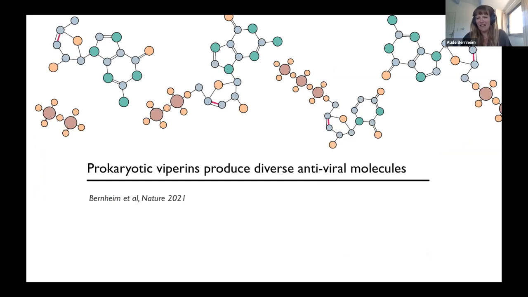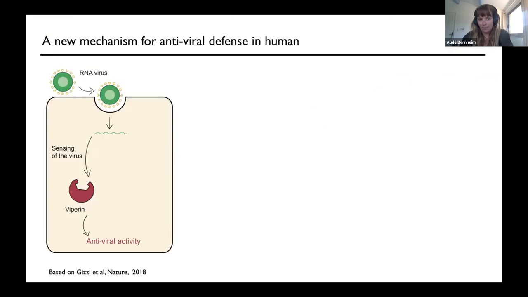I only know elements with very cool names, that's my feeling. So again, this is the title of the paper, and you can find it online. So viperins, what are viperins? Viperin is a protein, an enzyme that was discovered in humans to have an antiviral activity a couple decades ago. And the mechanism of action of viperin was completely unknown until 2018. There were actually tons of hypotheses, but nothing really concrete. And then Gizzi and colleagues from the Almo lab demonstrated a wonderful mechanism.